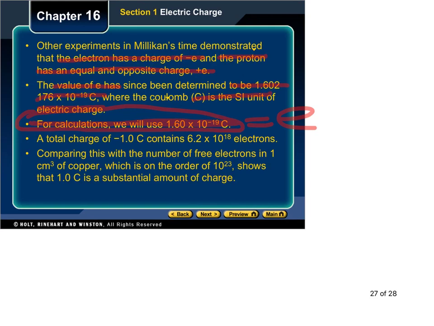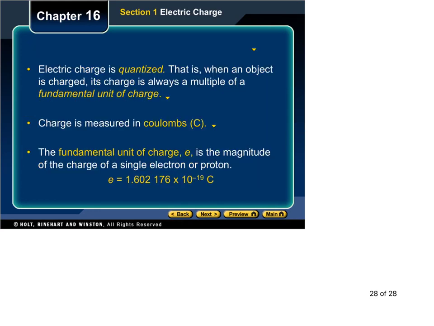A total charge of 1 coulomb, or negative 1 coulomb, contains 6.2 times 10 to the 18th electrons. And the number of free electrons in 1 cubic centimeter of copper is around 10 to the 23rd, so 1 coulomb is quite a bit of charge, dealing with lots of electrons. So electric charge is quantized. An object is charged in multiples of a fundamental unit of charge. Charge is measured in coulombs. And the fundamental unit of charge, the magnitude of the charge of a single electron or proton, is this number, which again we're going to round to 1.60. So here's some of our key information of the last few things I talked about.